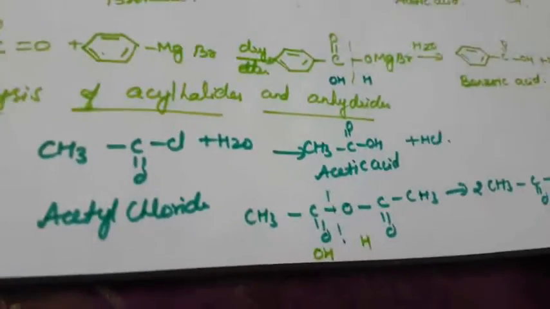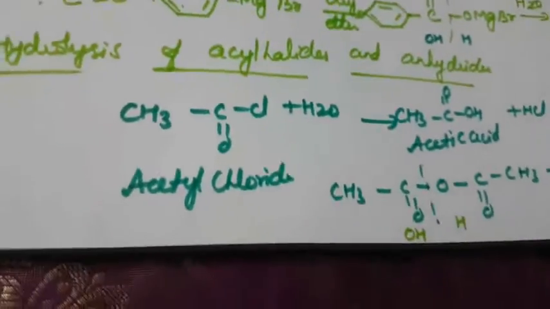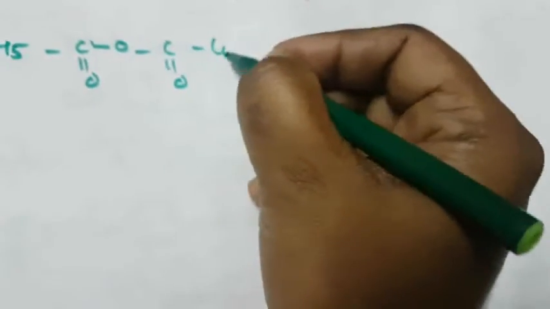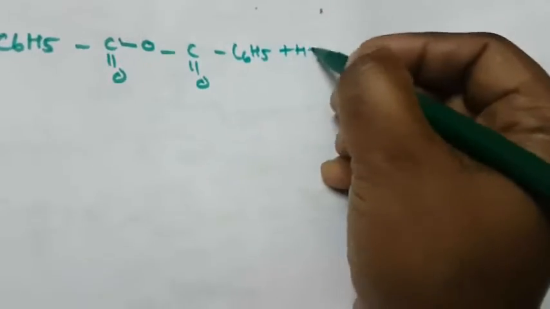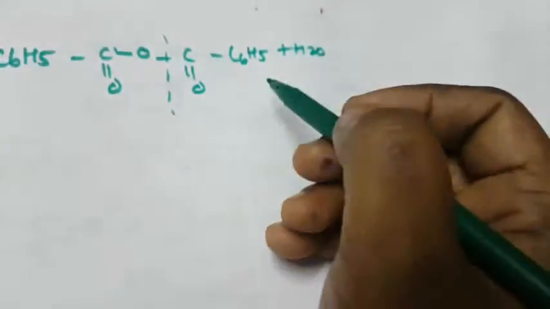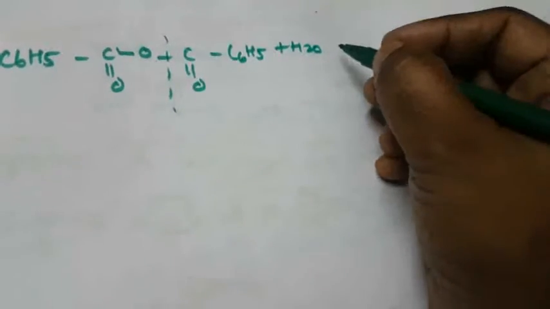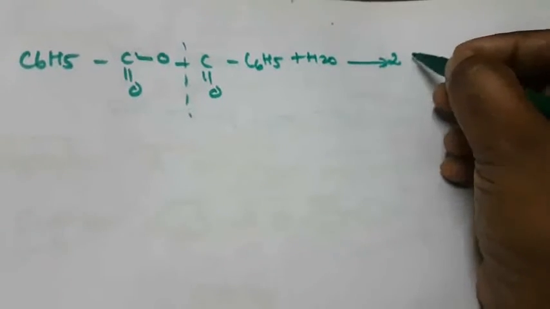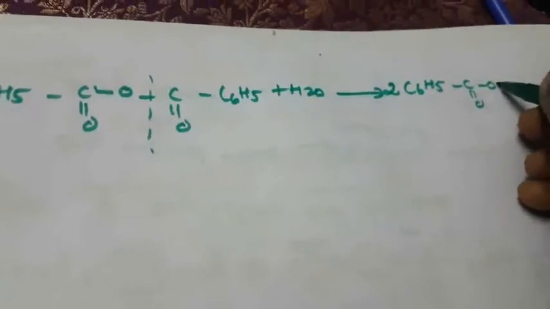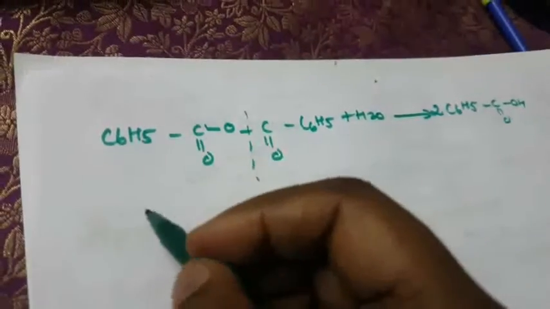The same with the aromatic compound: C6H5 C double bond O, O, C double bond O C6H5, plus H2O. Again the compound breaks down, forming two molecules of benzoic acid, C6H5 C double bond O OH. This is benzoic anhydride.